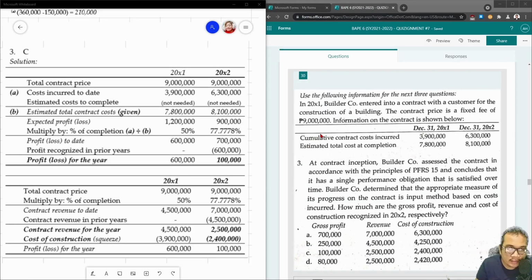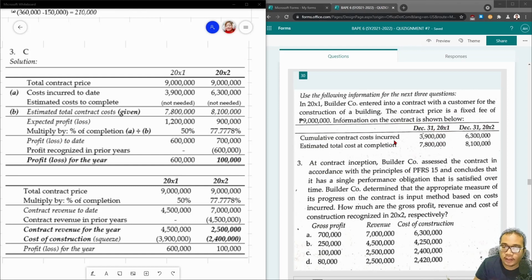So, dito naman tayo sa next item. So, use the following information for the next 3 questions. So, next 3 questions, number 3, 4, and 5. So, in 2001, or 20x1, Builder Co entered into a contract with a customer for the construction of a building. So, the contract price is a fixed fee of 9M, so 9 million. Information of the contract is shown below. So, itong December 31, 20x1 and 20x2.